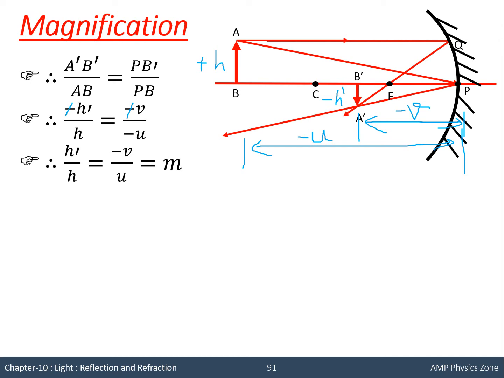If a negative sign is in the denominator, we can take it for the whole term. So we have taken minus v by u. This negative sign represents the whole term, it is not for a single one. Minus v by u, like that. So this formula you have to remember for magnification.